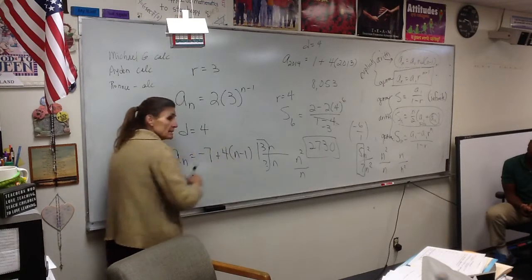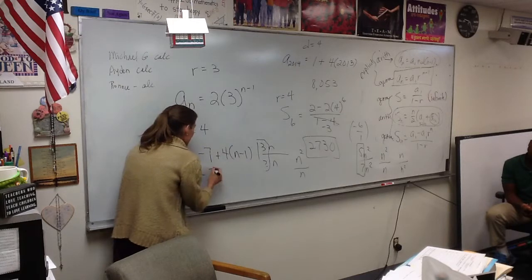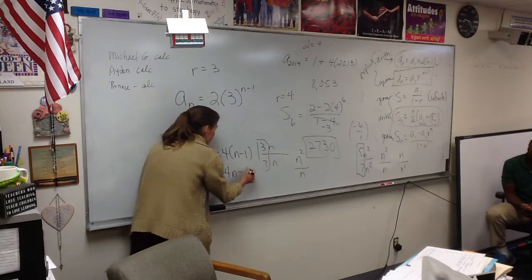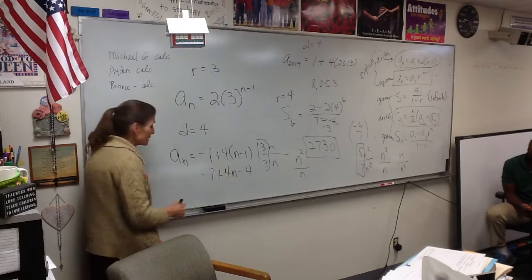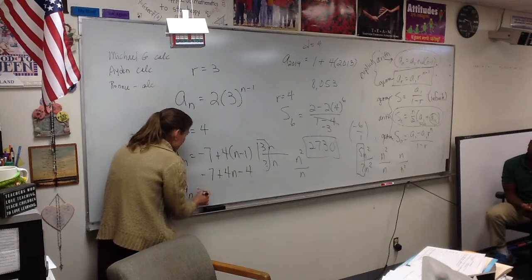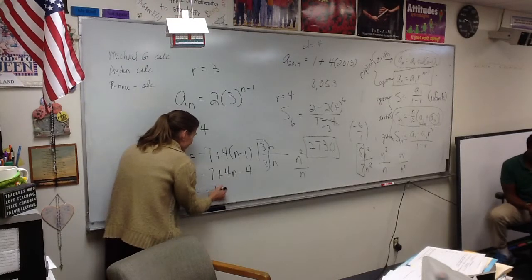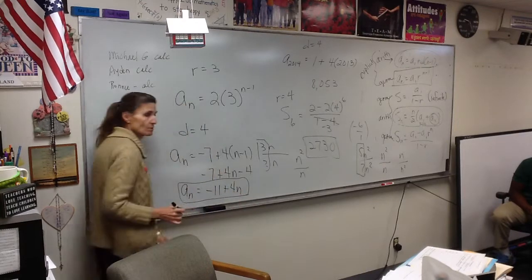Now this one will clean up a little bit, because you can distribute here. So we have negative 7, 4n minus 4. Now can these be added? So we have A sub n equal to negative 11 plus 4n, and that's your simplified answer.